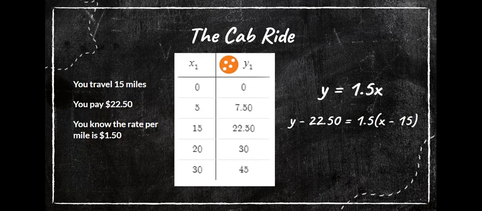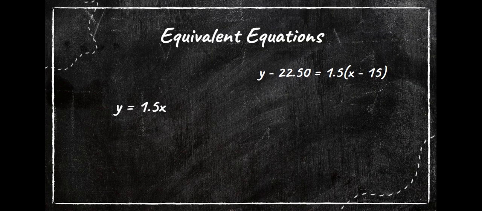It appears that this equation uses information from the problem, but are they equivalent? Let's start by proving this. After doing some algebra, we'll see that these two equations are equivalent. We'll start by doing the distributive property to get rid of parentheses. Next, we'll add $22.50 to both sides to isolate the variable y.